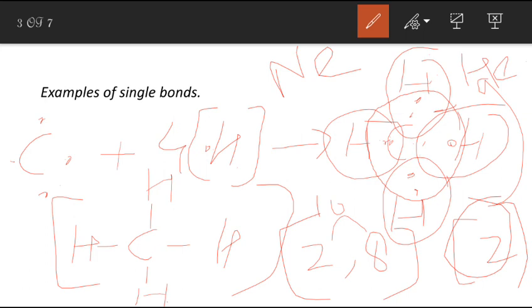So this is the formation of CH4 by the mutual sharing of electrons between carbon and 4 atoms of hydrogen. So in the next class I will show you some examples of the covalent compounds having double and triple bond.